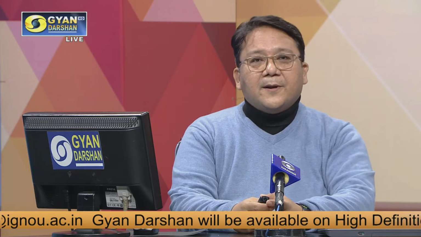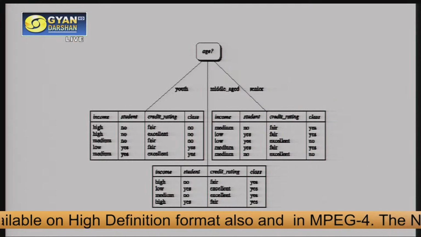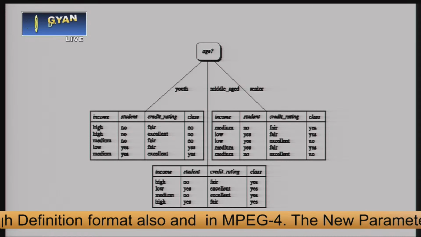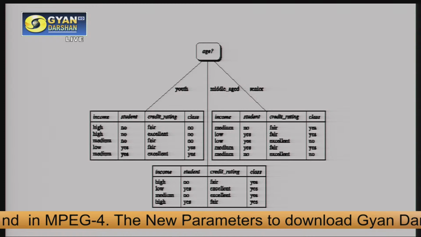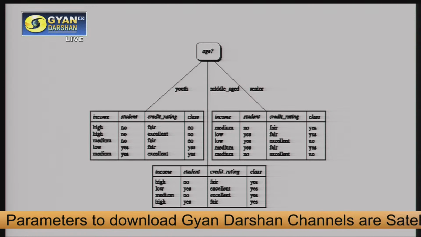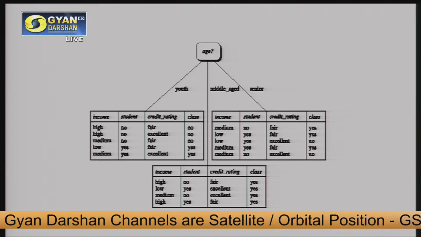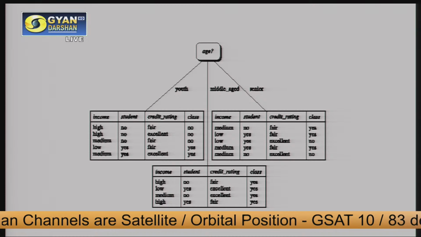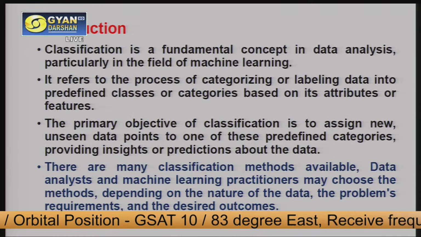So this is what I am going to show you today. At the end of the session we will see how this particular diagram, or this particular decision tree, is going to be useful. There are various attributes in a given data, and we will see why age is taken as a root node. So this is what exactly we are going to talk about.